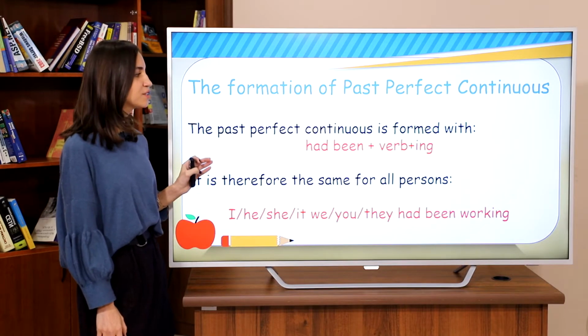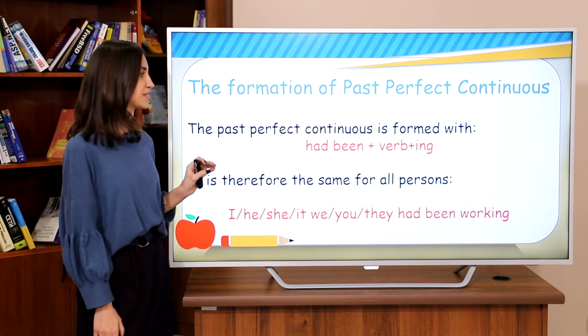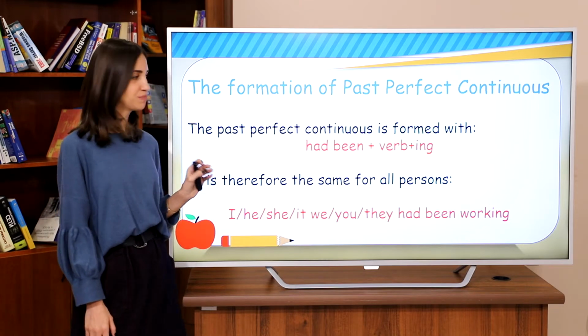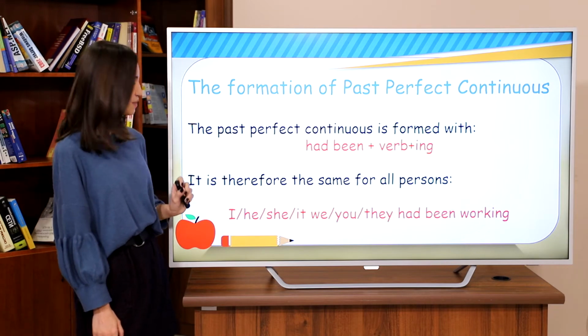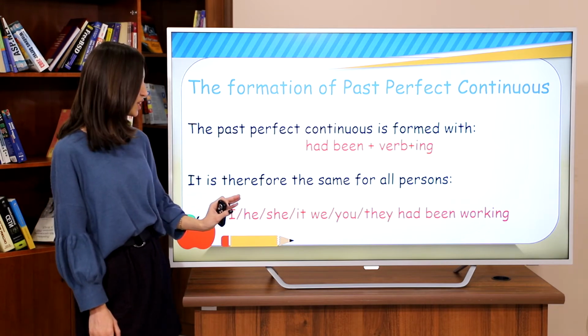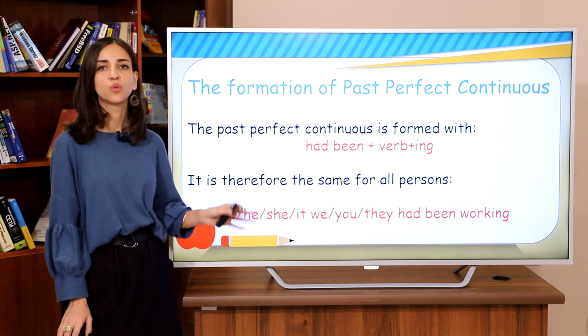The past perfect continuous is formed with had been plus verb plus ing. So, it is therefore the same for all persons. I, he, she, it, we, you, they had been working.